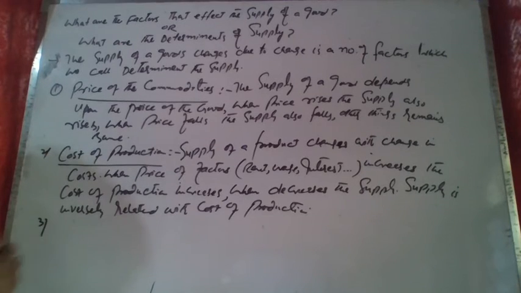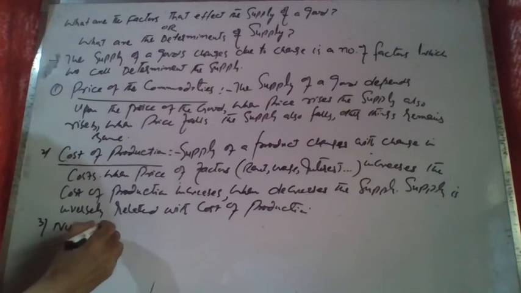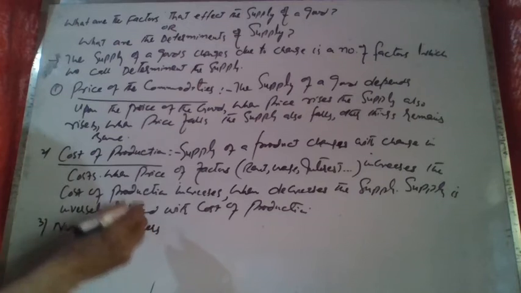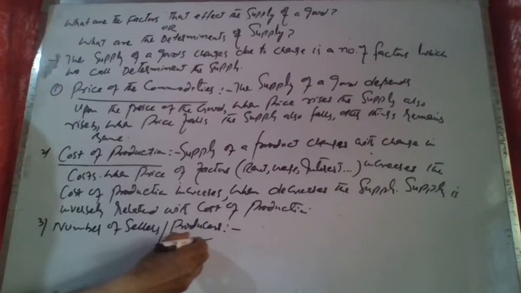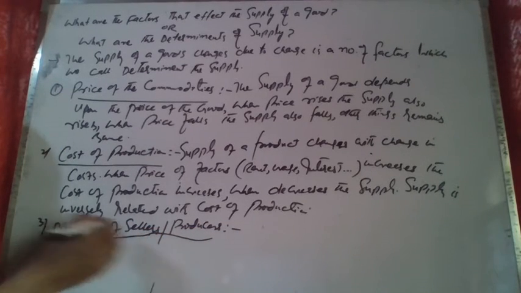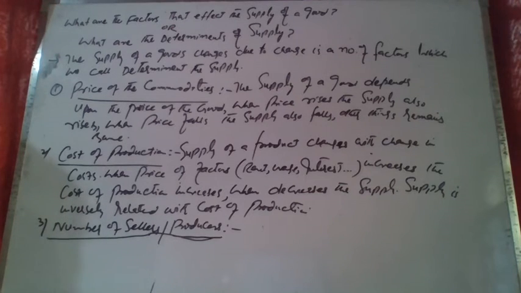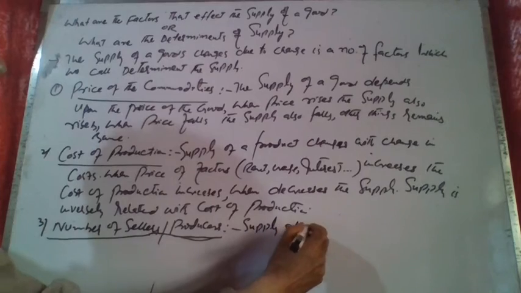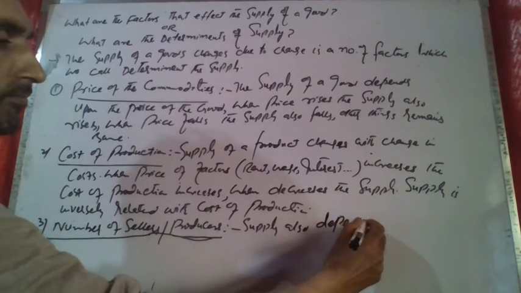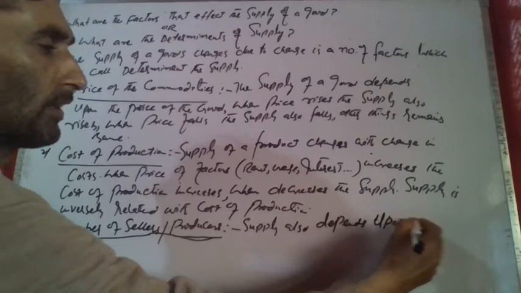Number three is the number of sellers in the market, or number of producers in the market. So in the market, it is natural that when the number of sellers increases, the supply increases in the market. When the number of sellers decreases, the supply decreases. Thus, the supply also depends upon the number of sellers.